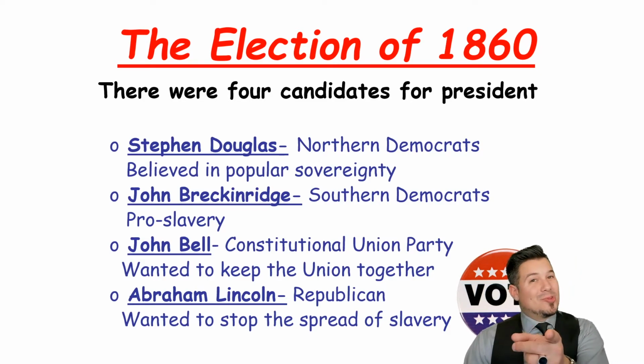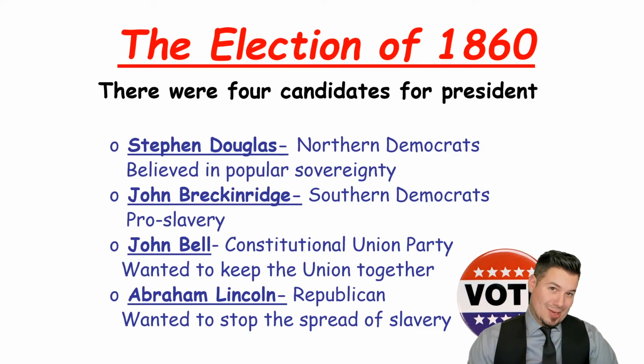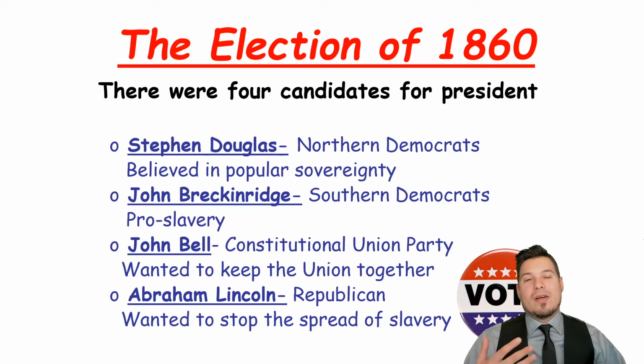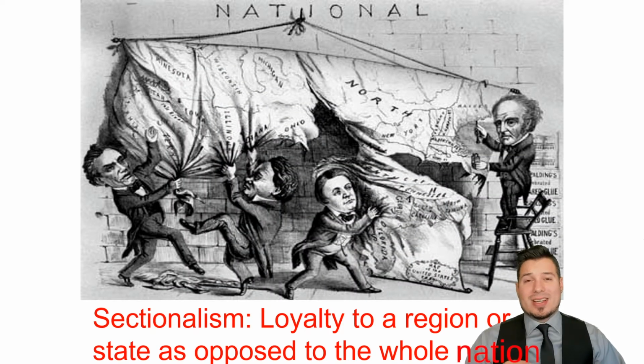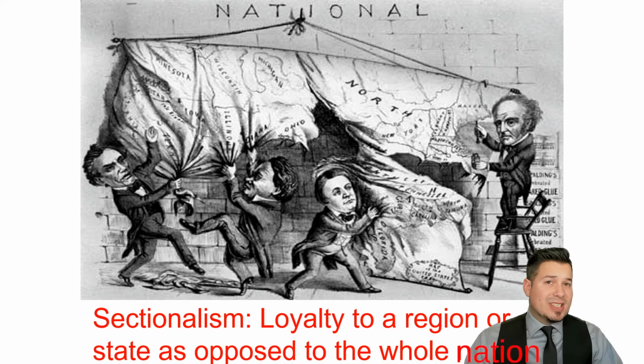Now notice, it's a rematch. Stephen Douglas may have won the Senate seat after the Lincoln-Douglas debates in Illinois in 1858, but now this is for the presidency. This is for the big boys now. So what's going to happen next is going to change history forever. What this election represents is something referred to as sectionalism. Sectionalism is when you have a loyalty to a region or a state as opposed to the nation as a whole. And unfortunately, we see this quite a bit during this time.